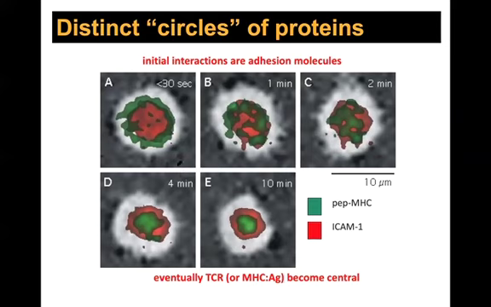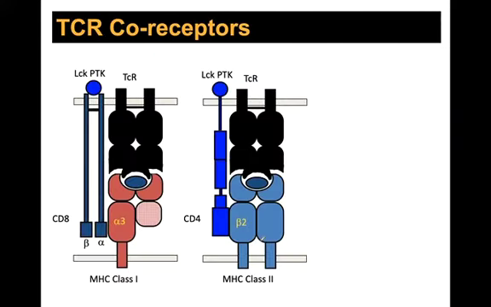So the whole point of this is that the initial interactions between the T cell and the dendritic cell are the adhesion molecules, LFA1 and ICAM1. But eventually, you're pushing the TCR together with the MHC antigens to become the central part of it, okay? Bring them all together.